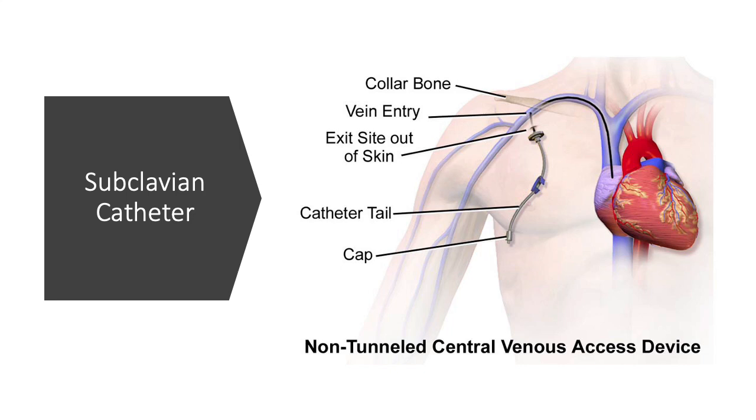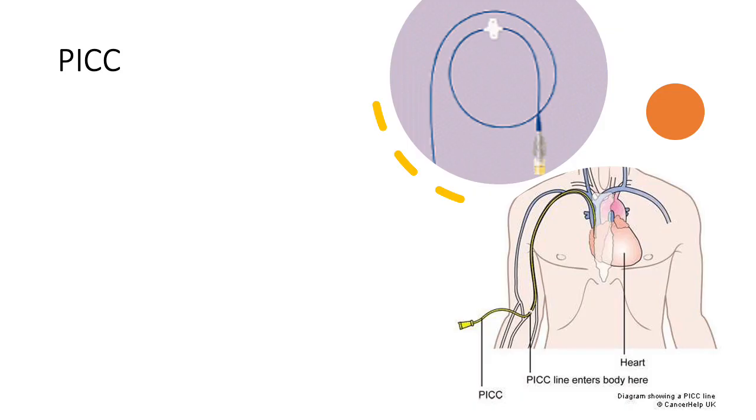This is a subclavian catheter. You can find a similar figure in figure 3.3 in your parenteral nutrition handbooks. Non-tunneled catheters are the most common in the acute care setting. Like I said earlier, a PICC line, a peripherally inserted central catheter, is defined as a catheter inserted via the peripheral vein whose tip lies in the vena cava.